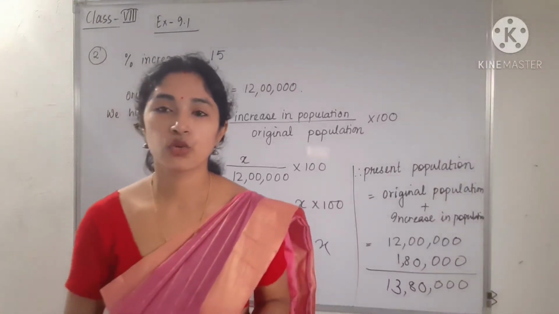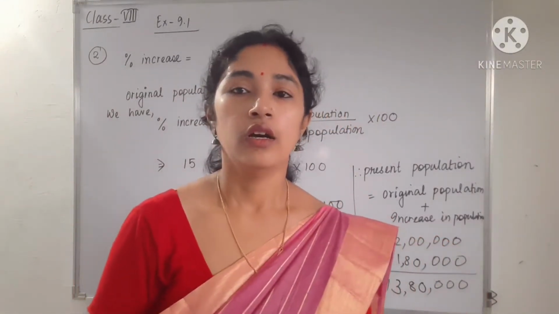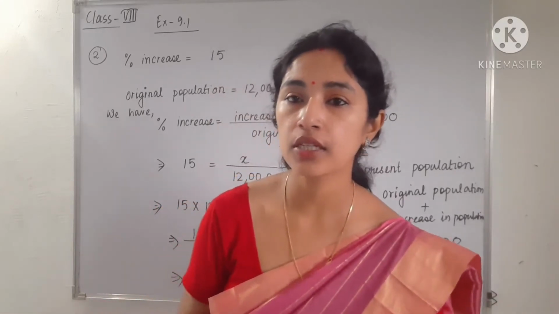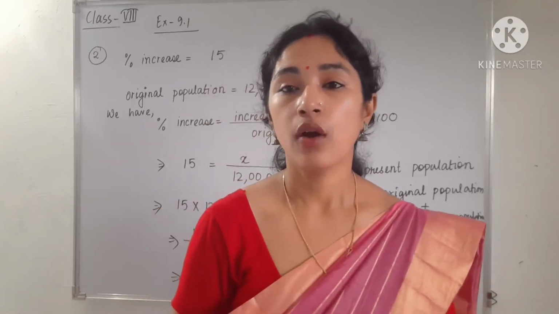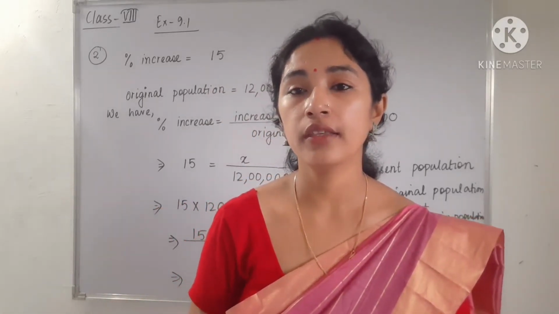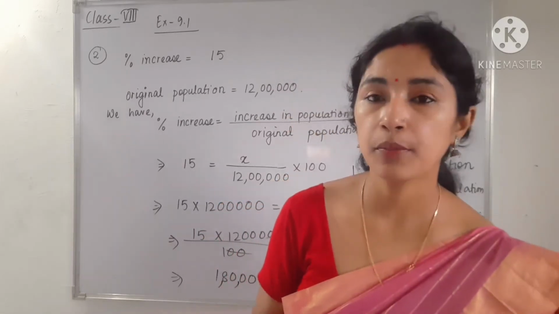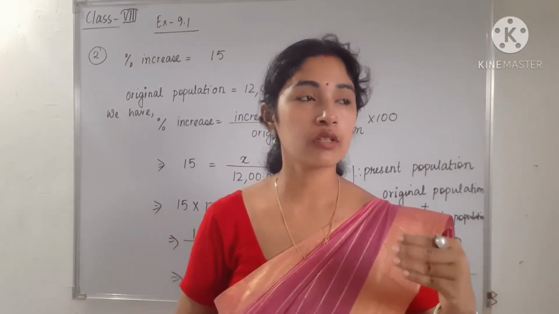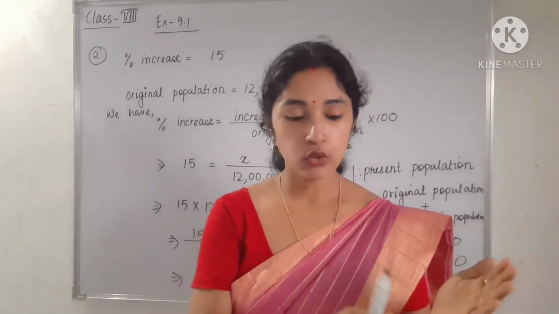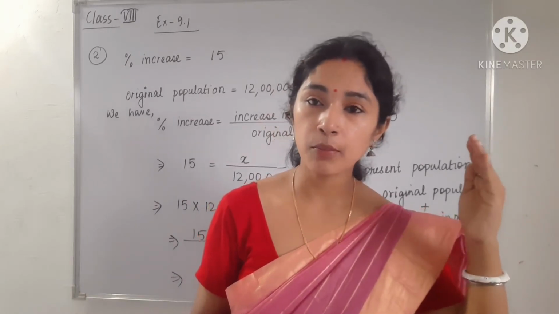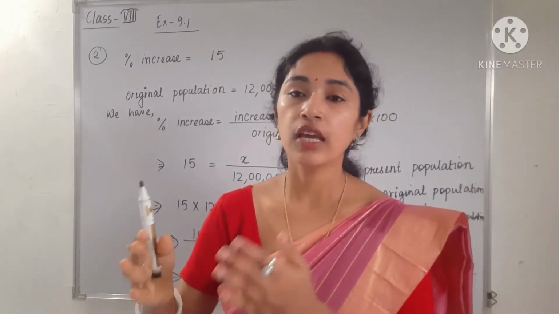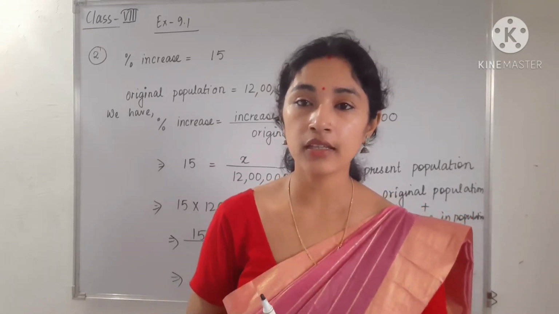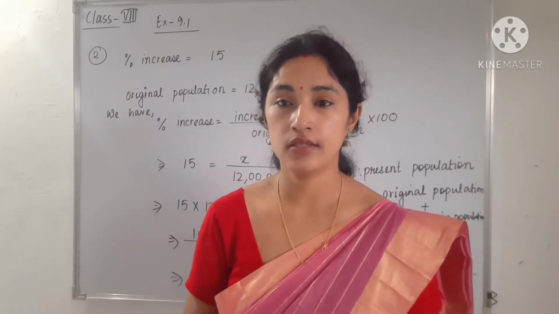So students, see the next question number 2. In question 2, the percentage is an increase, that is percentage increase. Percentage increase is given and the original amount is given. That means we have to find the present amount. So how to find the present amount? See, if we have the original amount, that was the previous amount, and we know the increase in the amount, by adding the previous amount and the increasing amount, we can easily find the present amount. So what we have to do? We have to add the previous amount with the increase in amount.